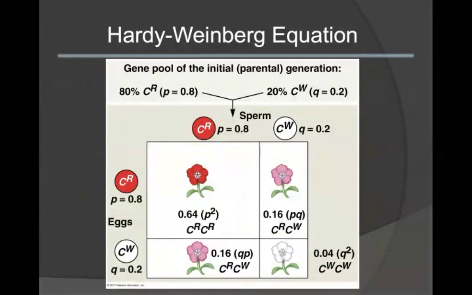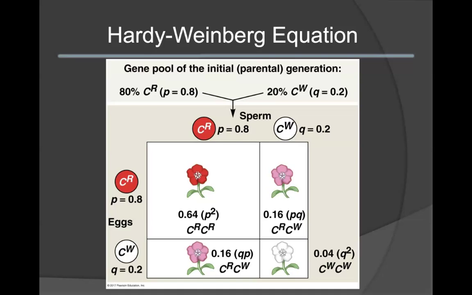Let's say, for instance, that in our initial parental generation, 80% of our individuals have the dominant or CR allele. This would correspond to p equals 0.8. And let's say 20% of the individuals in our parental generation have the recessive or CW allele. This would mean our q value was 0.2. If we carry out a Punnett square, as we normally do when understanding genetics, except now we add our probabilities for our alleles into the mix, we would see that CR has a p of 0.8, CW has a q of 0.2 in the sperm, and we have the same values for the eggs.